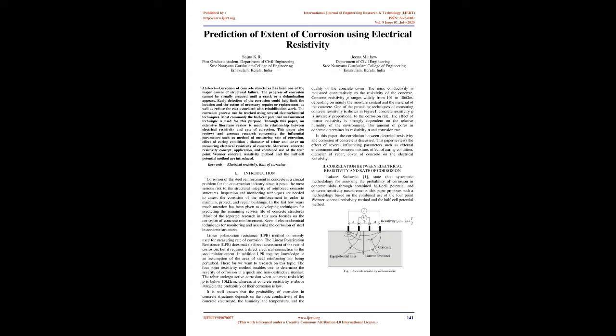Prediction of extent of corrosion using electrical resistivity. Sajna K.R., postgraduate student, Department of Civil Engineering, Sri Narayana Gurukulam College of Engineering, Ernakulam, Kerala, India.